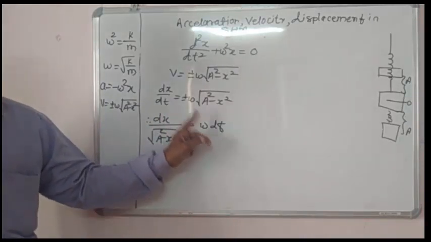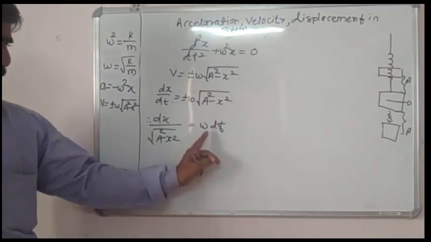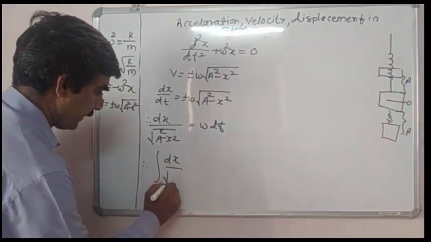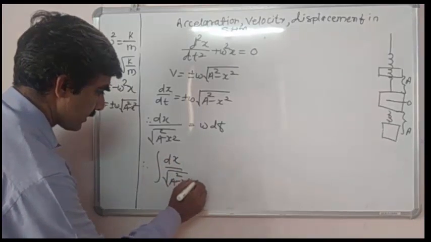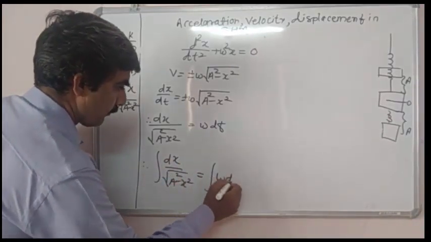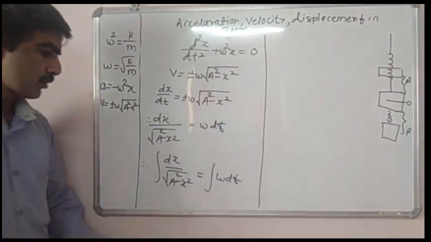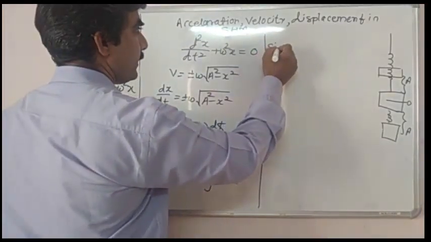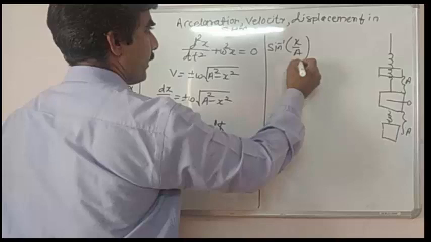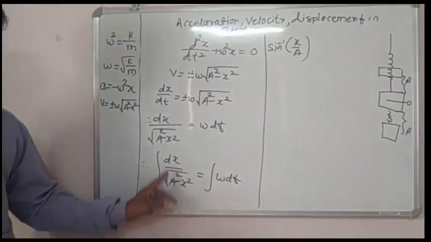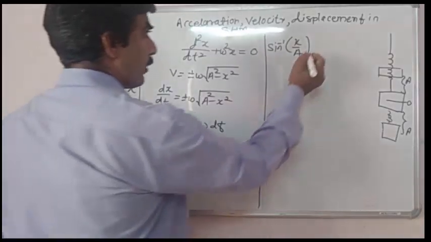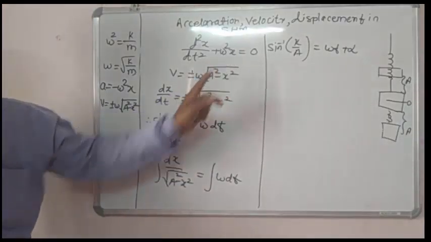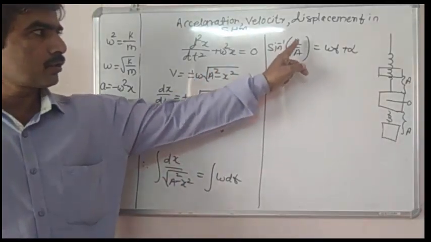Now taking the integration of both sides, we get integration of dx divided by under root A square minus x square equal to integration of omega into dt. Integration of this side is sine inverse of x by a, and integration of this side is omega t plus alpha, where alpha is the constant of integration. Hence the equation becomes sine inverse of x by a equal to omega t plus alpha.